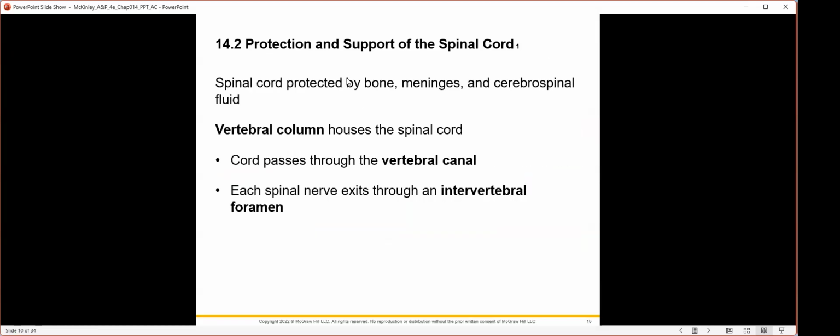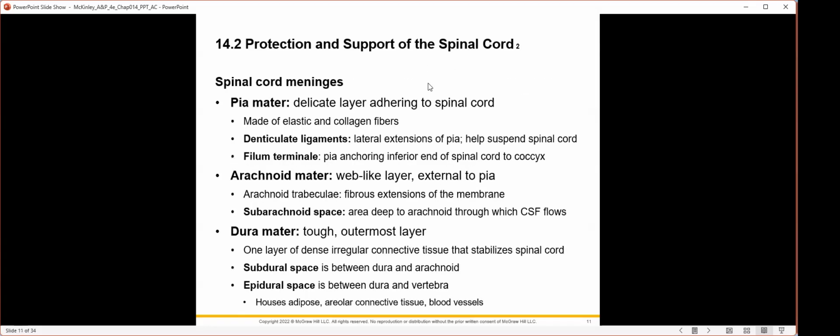As far as what houses the spinal cord, before we get into its main structures, it sits within the vertebral column, right, in the vertebral canal. And again, the vertebral column is all of our vertebrae, right? Those bones protecting. We also have meninges. And these are the same meninges, okay? So this is not going to be different from the brain.